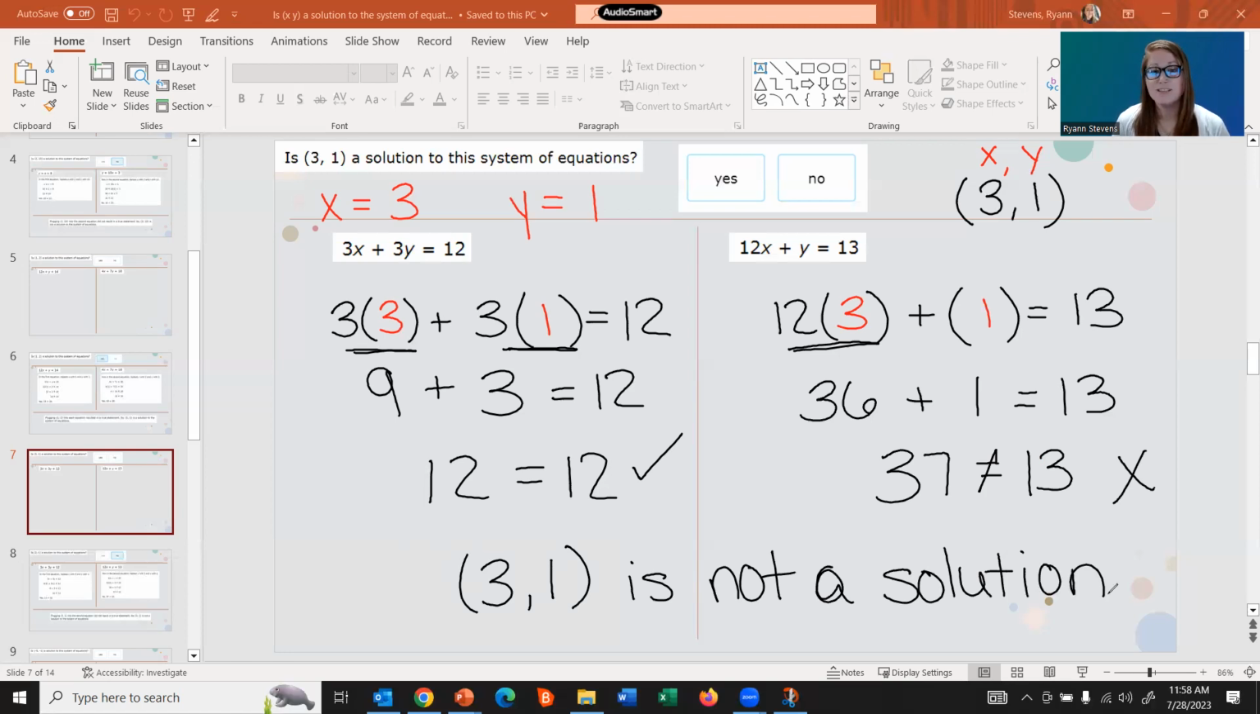And again, this shows us that when we tried the first one, we got a yes, and then when we tried the second one, we got a no. And so we have to get a yes for both in order for it to be true. In order for this point to be a solution to the system of equations, it has to be a yes for both of our equations.